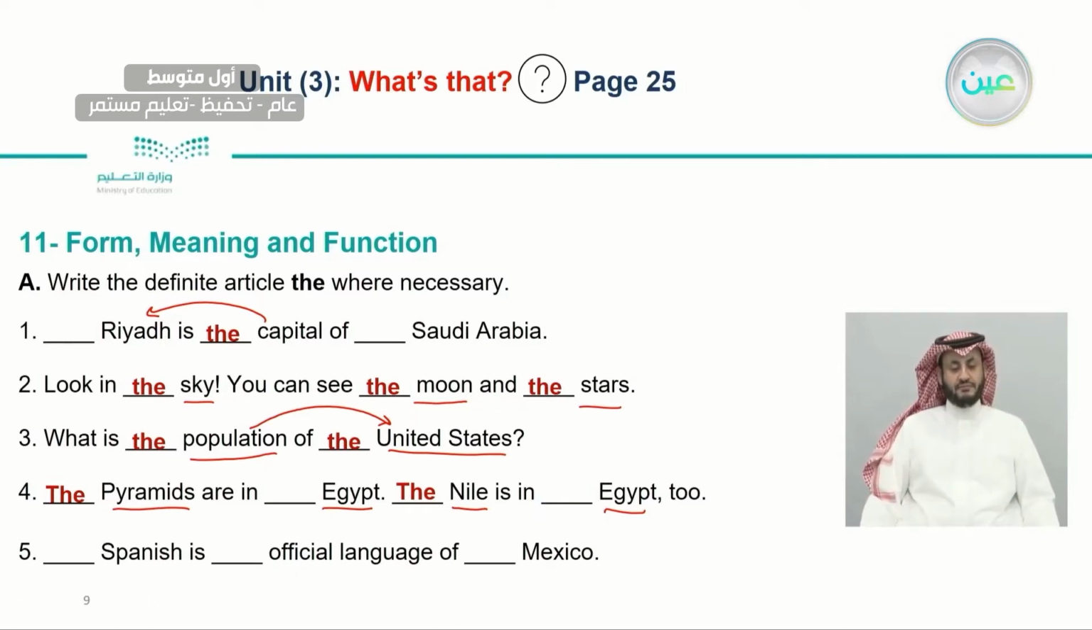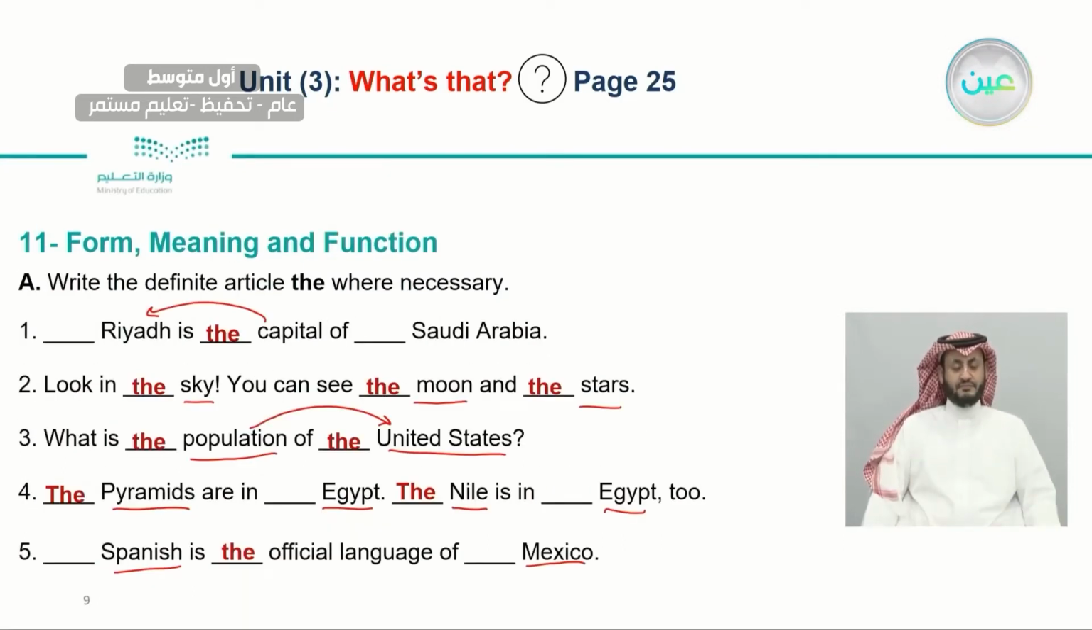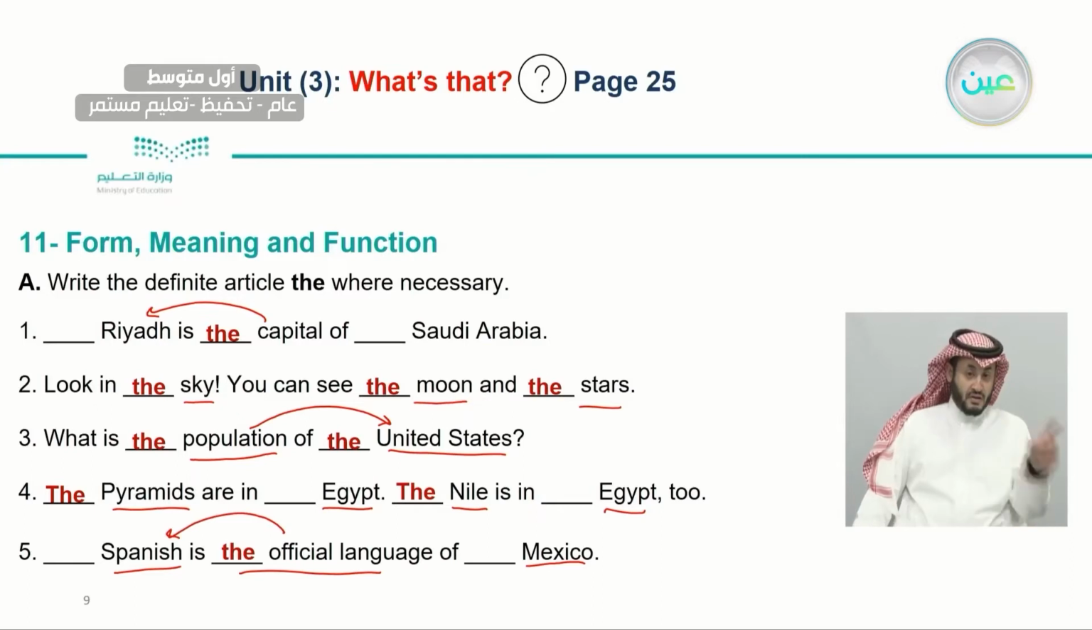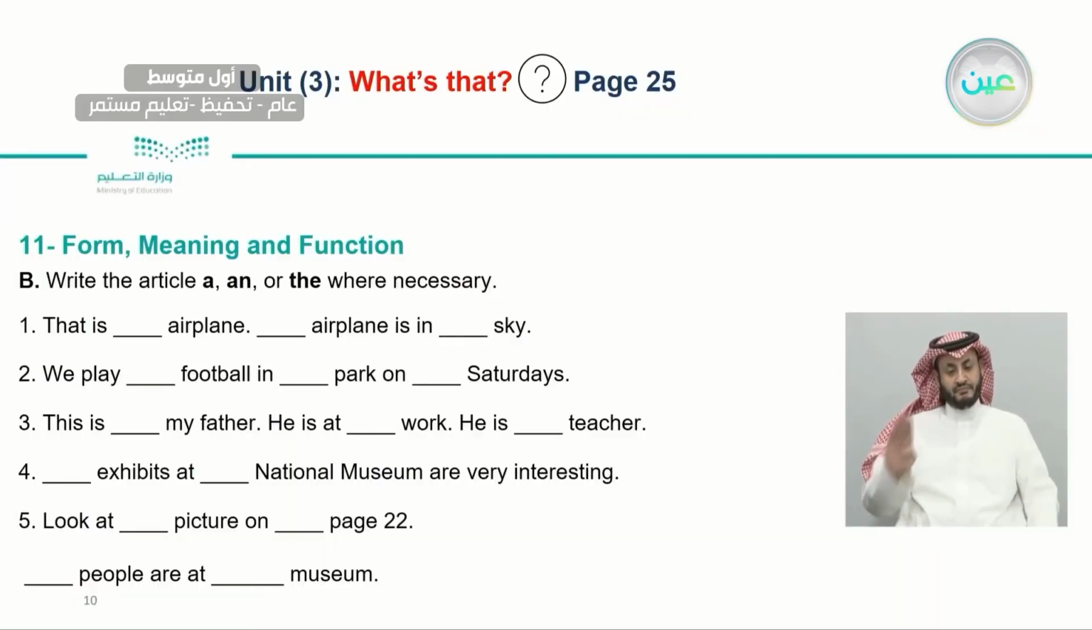Spanish is the official language of Mexico. What do you think? A name of a language right here and the name of a country. Spanish is the official language of Mexico. Okay? So I use the before the official language that refers to Spanish. Okay? How was that? Good. Let's look at letter B. Write the article a, an, or the where necessary.